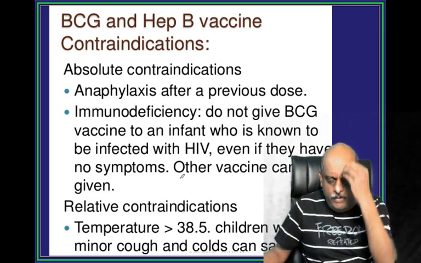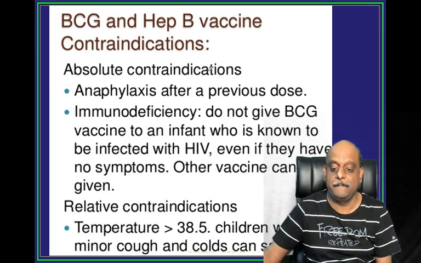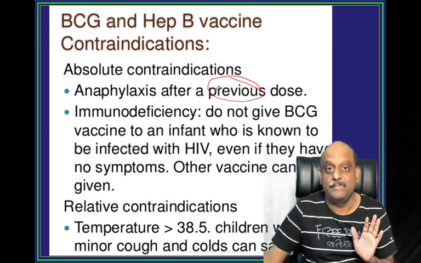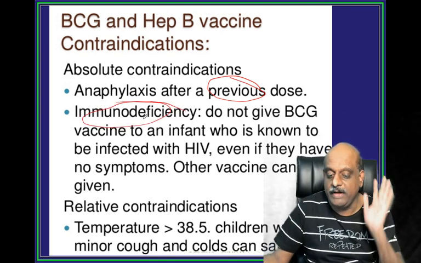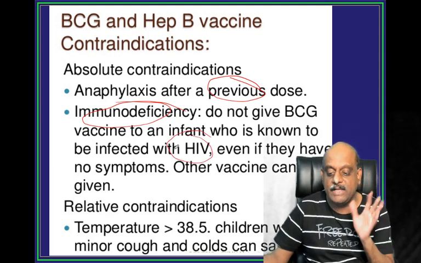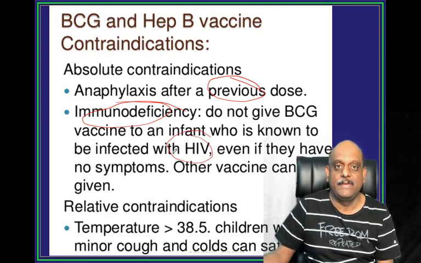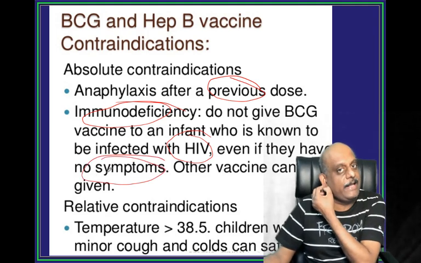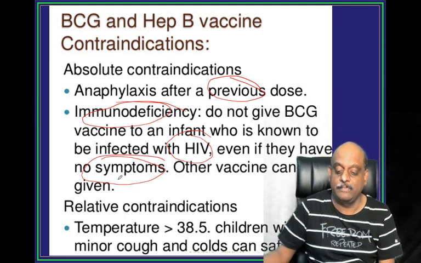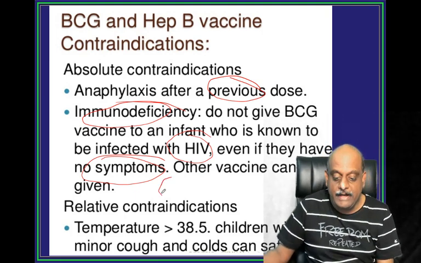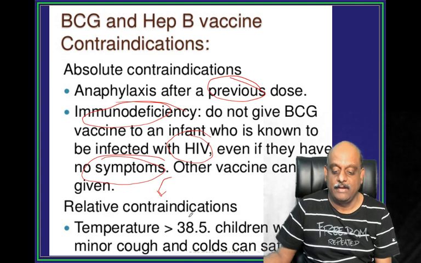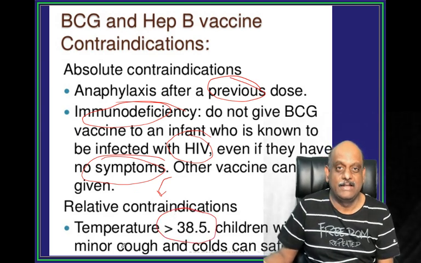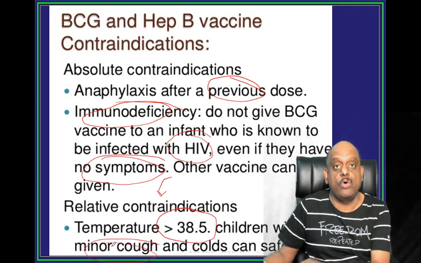Now, what is an absolute contraindication for BCG? Previous dose: if there was any anaphylaxis, don't try it this time. Immunodeficiency: don't give it to an infant who is already infected with HIV. Even if he is asymptomatic but HIV positive, don't give. And what are the relative contraindications? Febrile illness, temperature more than 38.5. Children with minor cough and colds can safely be given.